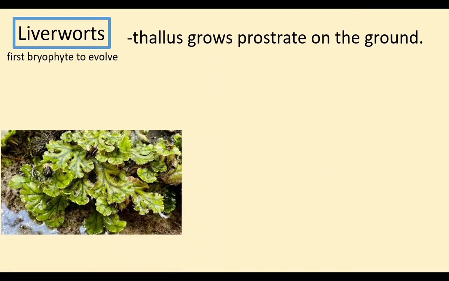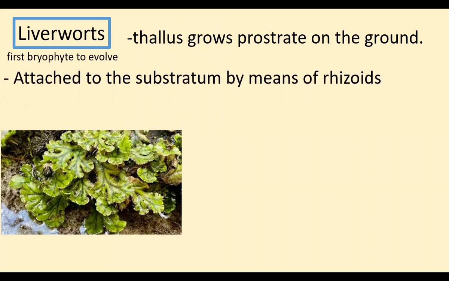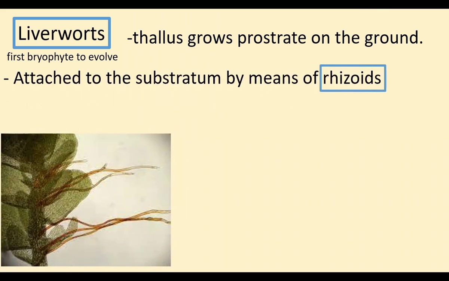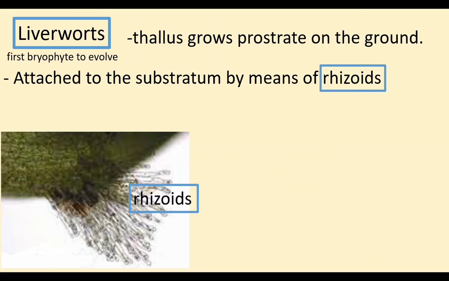What is prostrate growth? When a plant grows straight, bends down, and once again comes up, that is prostrate growth. The plant body, that is the gametophytic body, is attached to the substratum by means of rhizoids. Rhizoids are root-like structures. They attach the plant body to the substratum. The rhizoids are not involved in the absorption of water and nutrients. Their main function is fixation of the plant.